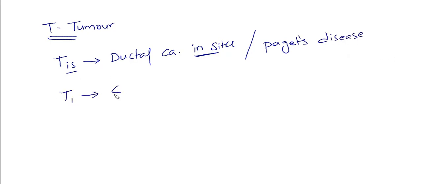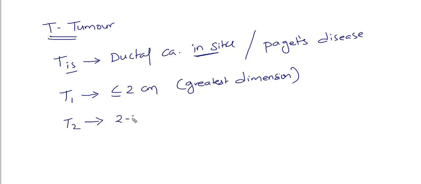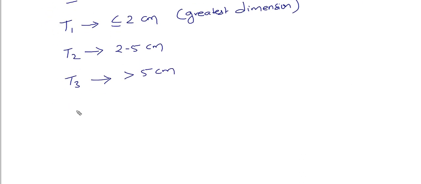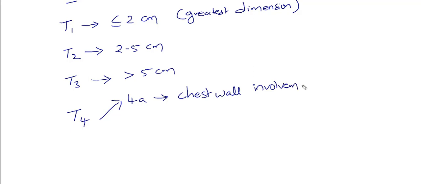Coming to T1, if the tumor size is less than or equal to 2 cm in its greatest dimension, it comes under T1. If it is between 2 to 5 cm, T2; more than 5 cm, T3. T4 is divided into 4 types. Chest wall involvement is considered under 4A. Pectoralis major involvement does not come under 4A.